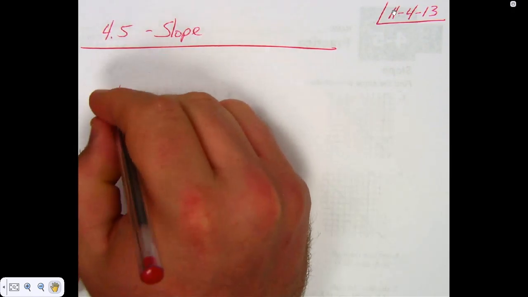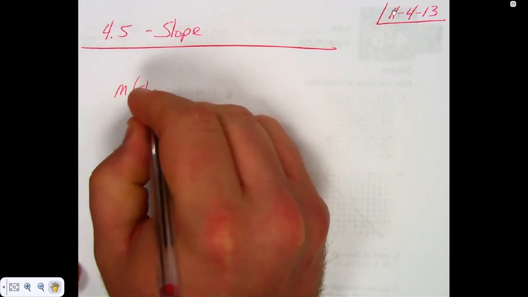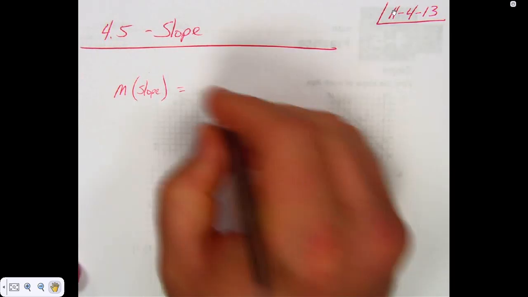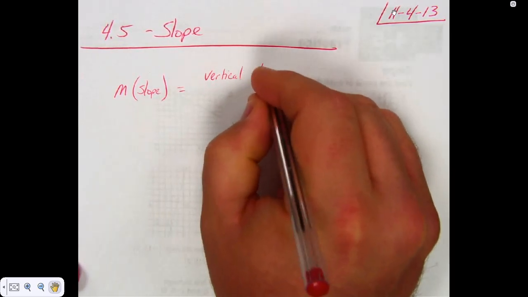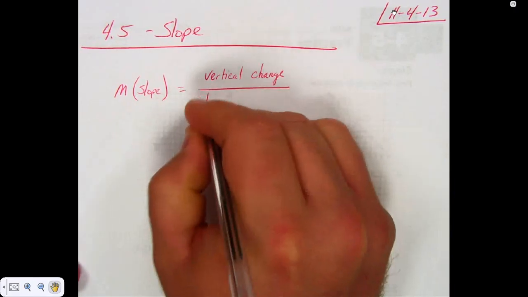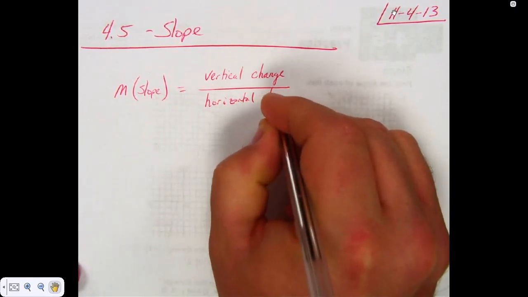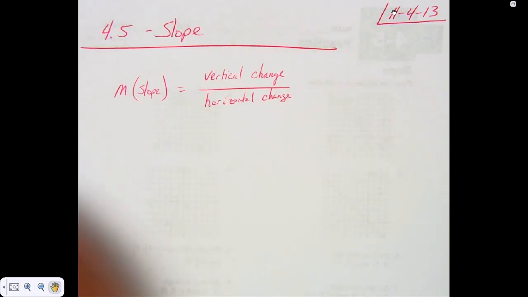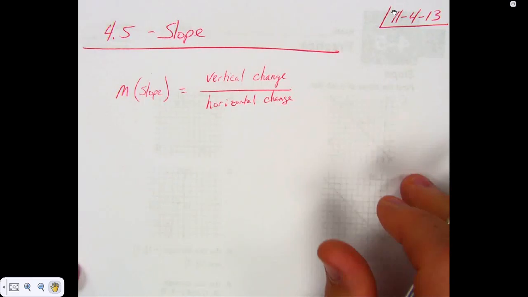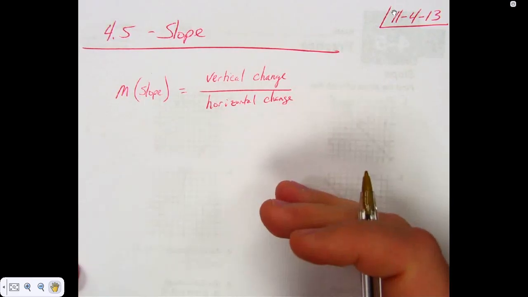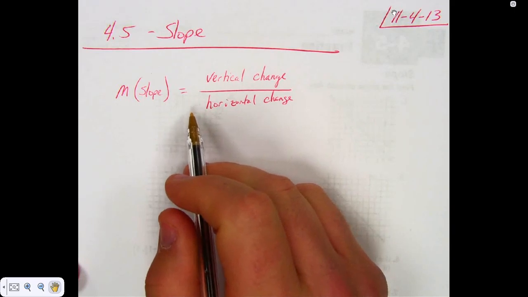Okay, first of all, slope, which is given by m. Use m for slope. In general, it is the vertical change over your horizontal change. So it's how much it changes up or down over how much it changes left or right. Okay? If you remember that, you can pretty much decipher anything you need from it.